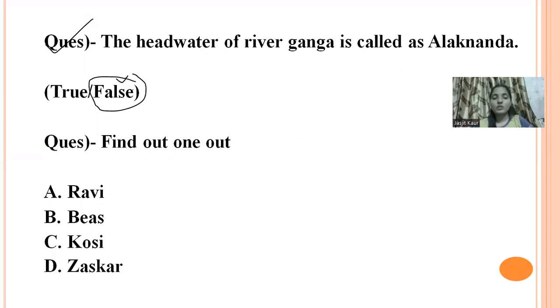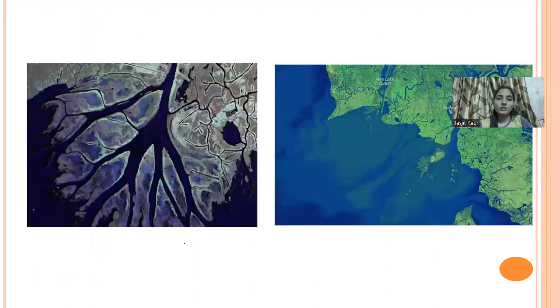Okay. So now find the odd one out here. Ravi, Vyas, Kosi or Zanskar. So which one is odd here? Yes, so Kosi is odd because it's a tributary of the Ganga river, whereas the rest are all tributaries of the Indus river.